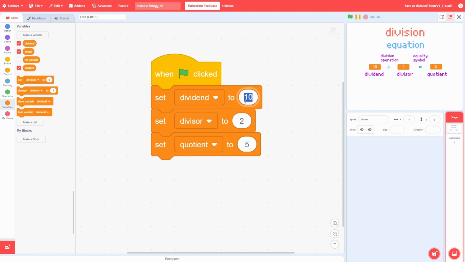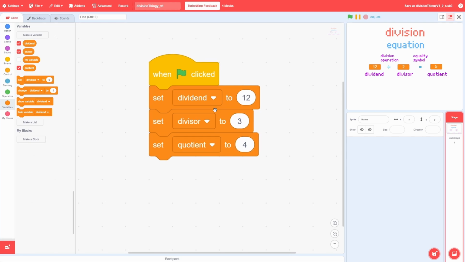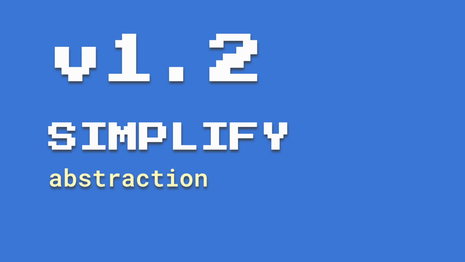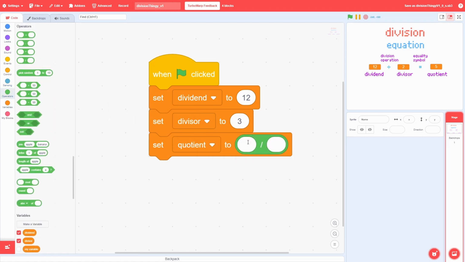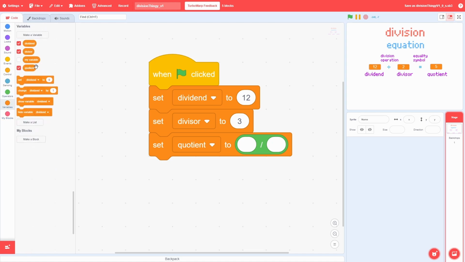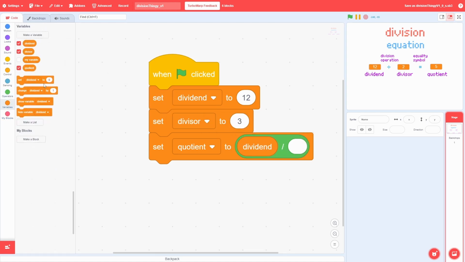We could show that we understand different division equations as well. 12 divided by 3 equals 4. And now that we've found the pattern and we've organized our information, we can now start abstracting it, simplifying it, getting it closer to the basic representation that we want. So to do that, we want to do the operation of division. So we're going to divide our dividend and divisor. So we go back to our variables, and our dividend is going to be divided by the divisor. And we should get 12 divided by 3 equals 4.